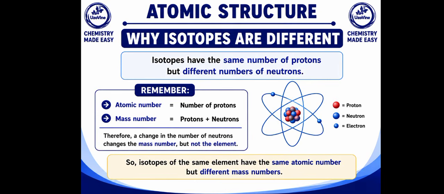Why are isotopes different? Isotopes have the same number of protons but different numbers of neutrons. Remember, atomic number is the same thing as number of protons, and mass number is equal to protons plus neutrons. So a change in the number of neutrons changes the mass number but not the element. So isotopes of the same element have the same atomic number but different mass numbers.